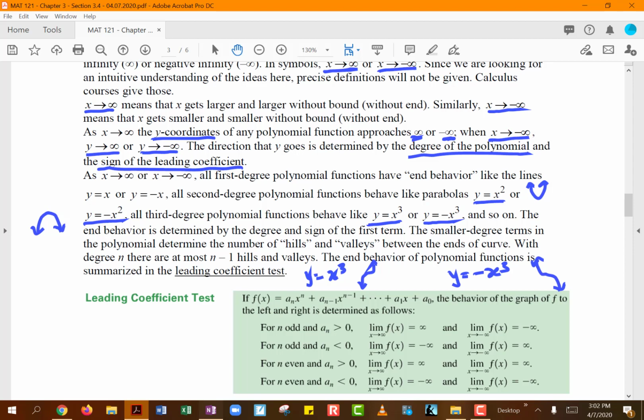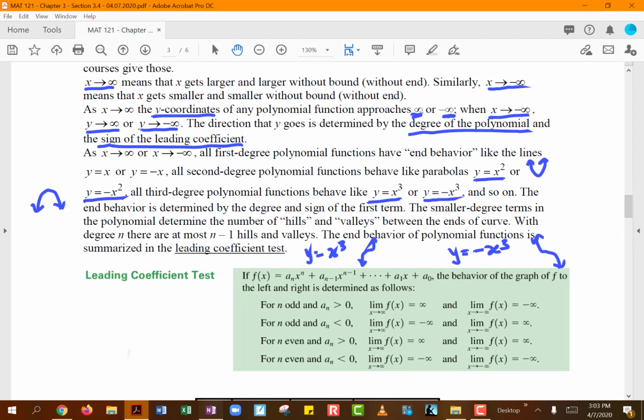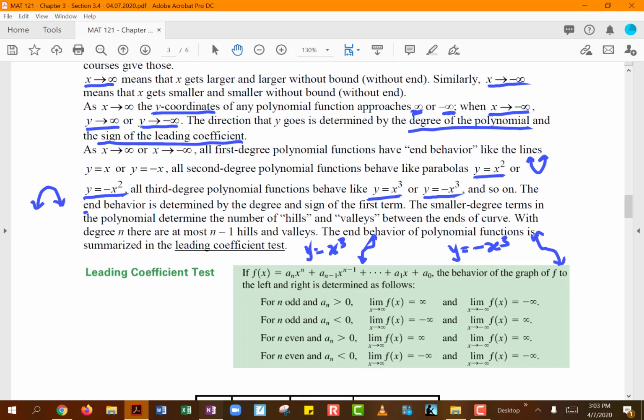So even if you can remember these basic graphs, it might help you to visualize what these graphs are going to look like. Again, remember we're interested in the degree of the polynomial. Is it an odd number or an even number? And when we're talking about the sign of the leading coefficient, we're of course interested in whether it is a positive number or a negative number. They're talking about that end behavior again by the degree and sign of the first term.